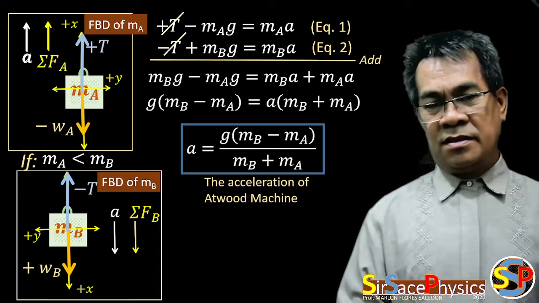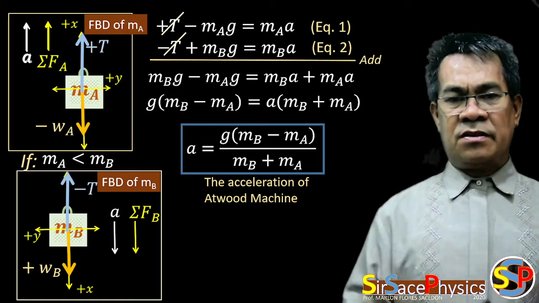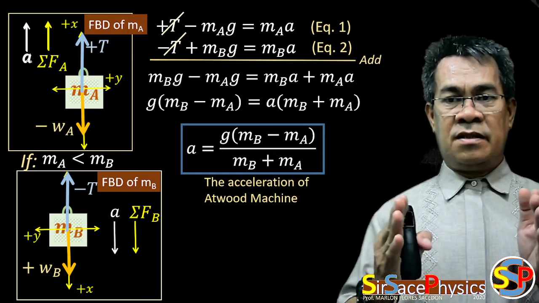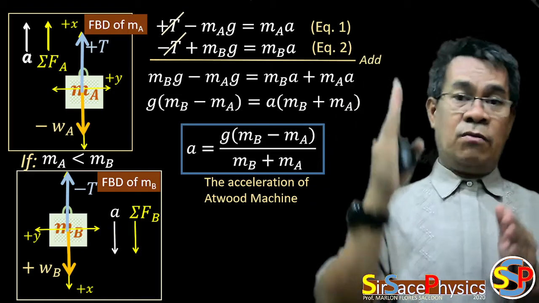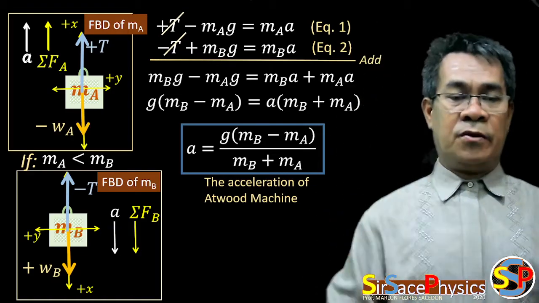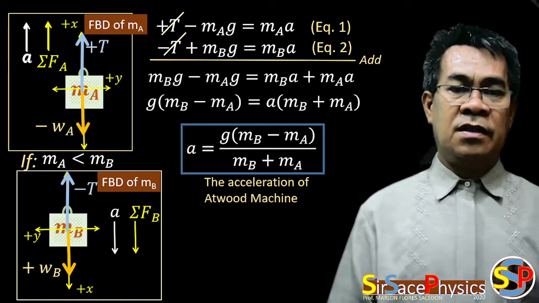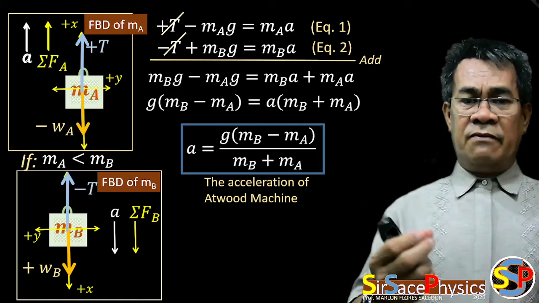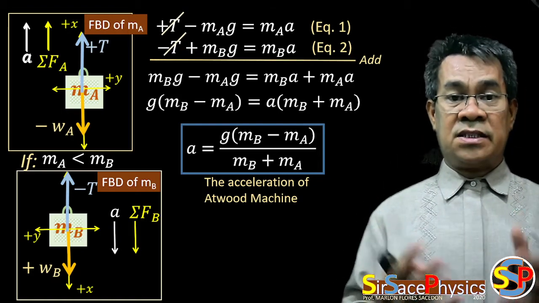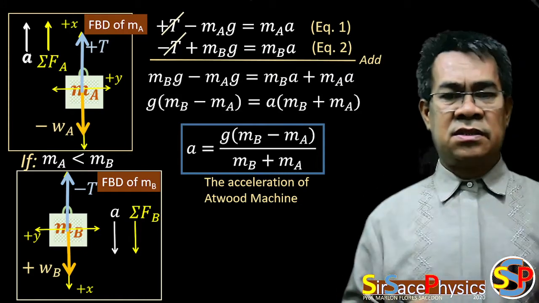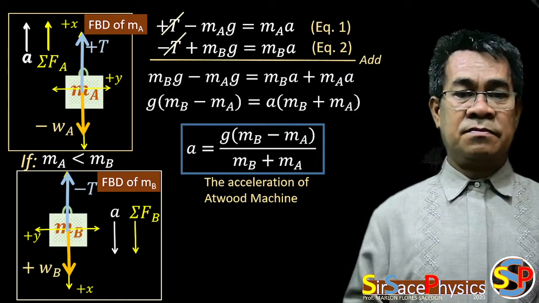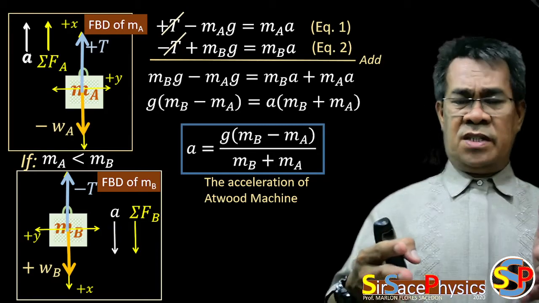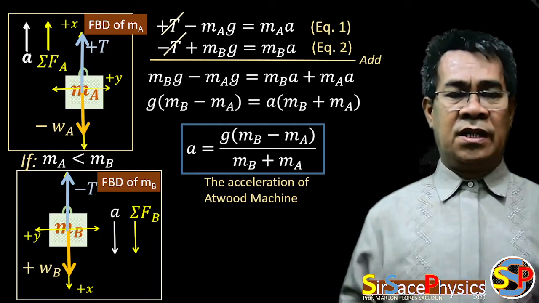Now, if you come up with a positive result, then it means that A will move upward while B moves downward. Therefore, the only factors needed to solve for the acceleration are the masses. If you know the two masses, it is very easy to calculate the acceleration. This is now very simple because we already have the formula.